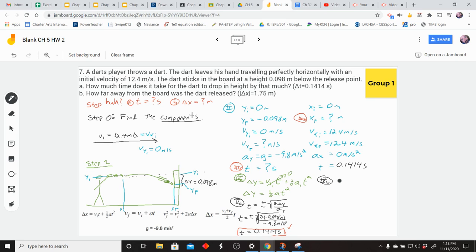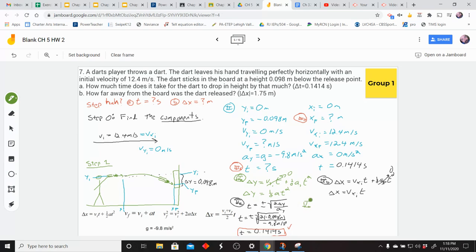Which equation? Don't even think about it. Always pick equation 1. Delta x is equal to v sub x initial times t plus 1/2 a sub x t squared. Are there any useful zeros? There are. A sub x is 0. So that goes away, which means delta x is equal to v sub x initial times t. Which means, I guess I go to green here.